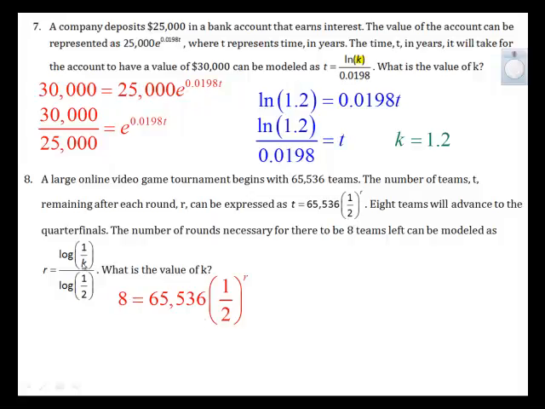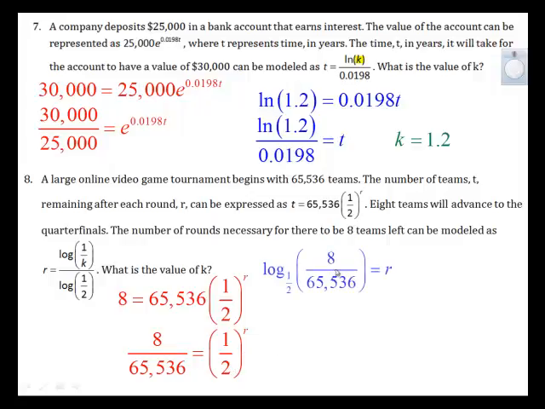Now do you see how where we need to get to is where R is by itself? So we need to get the power isolated. One of the first things we're going to do is get rid of this 65,000, so we divide both sides by 65,000. We have the base by itself, and now we can convert it into a logarithm. Remember, the 1/2 is the base. So when I convert this into a logarithm, the 1/2 goes right here, and whatever the answer was goes right here.